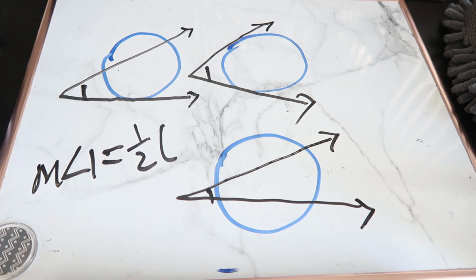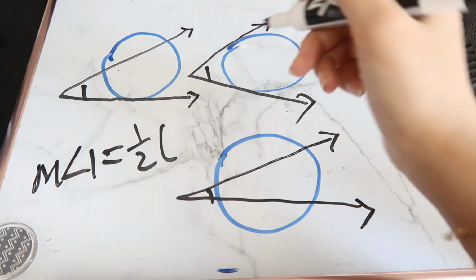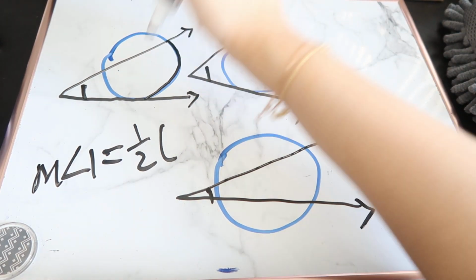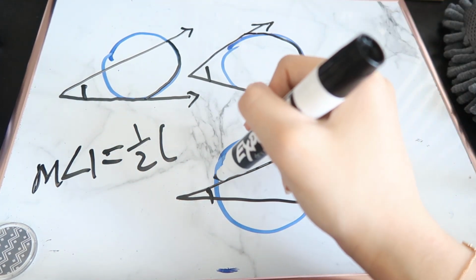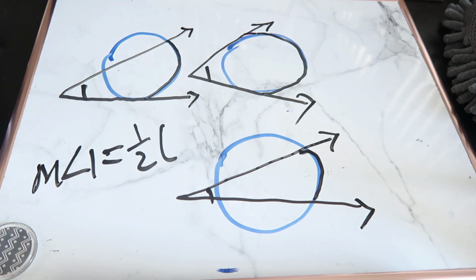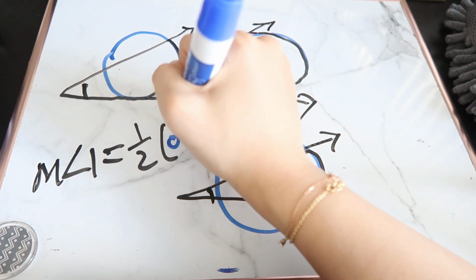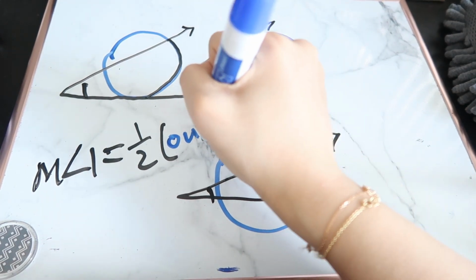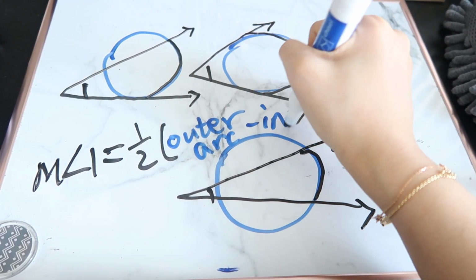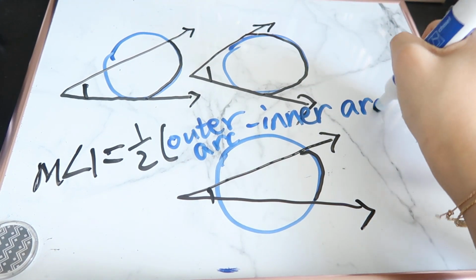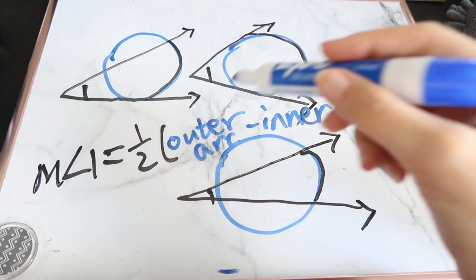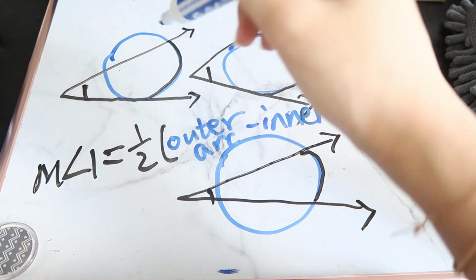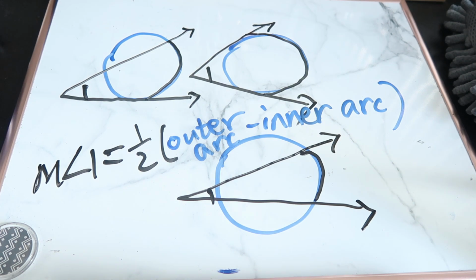What I mean by the outside arc is that we always use the arc that's further away from the angle. So let's call all this the outside arc. And the one closer to the angle, we'll call the inside arc. So it'll be 1/2 of outer arc minus inner arc. The book uses a lot of different letters, but because they're actually all the same thing, let's just remember it as the one on the outer minus the inner, and then half of it would be the measure of the angle.